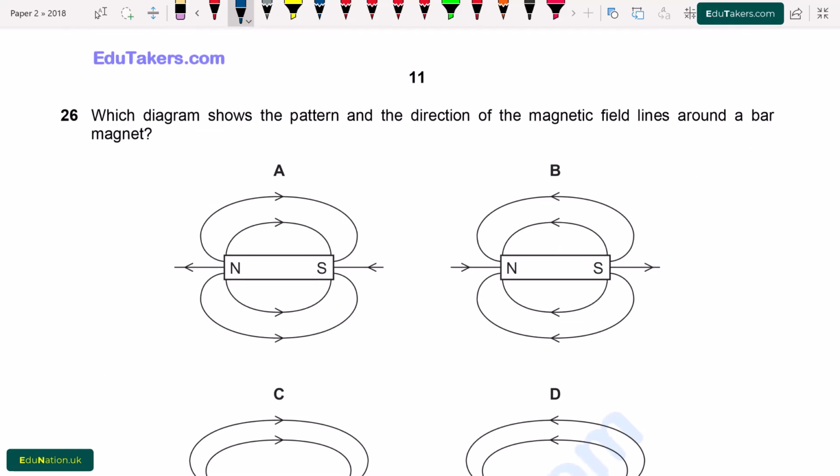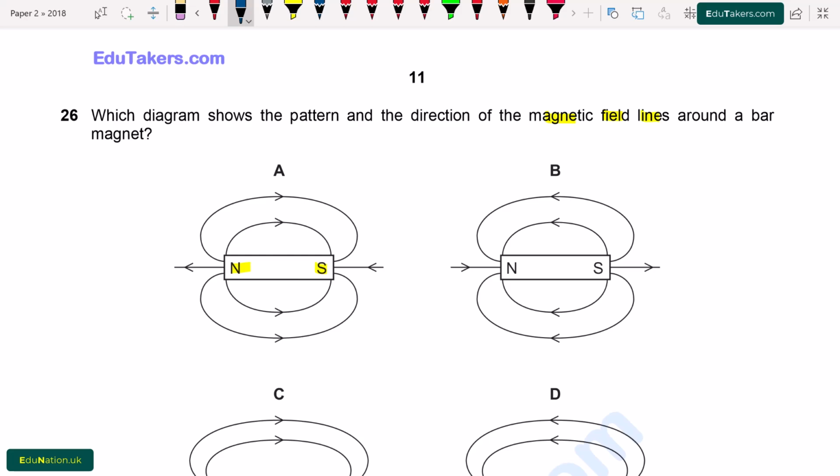Question number 26. Which diagram shows the pattern and the direction of the magnetic field lines around a bar magnet? So there is a bar magnet. It has 2 poles, North Pole and South Pole. And they are also shown the magnetic lines of force. We know that the magnetic field lines emerge from the North Pole and enter into the South Pole.